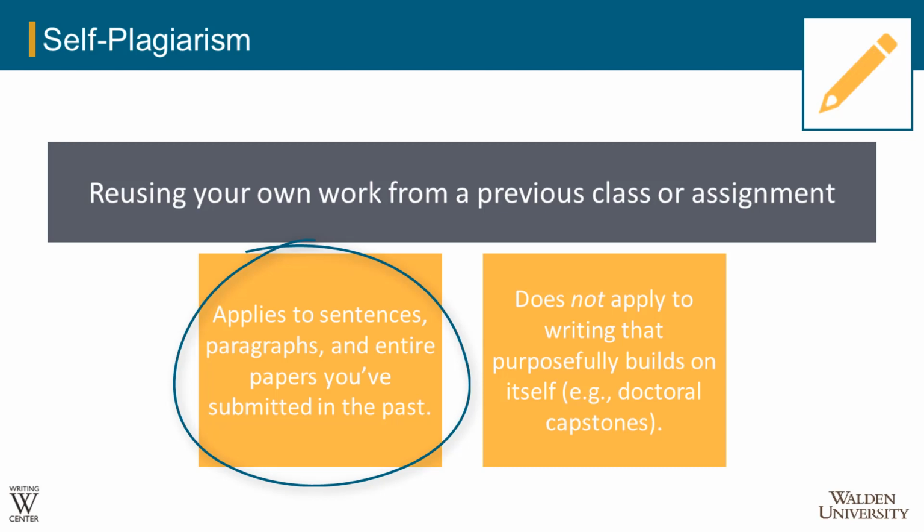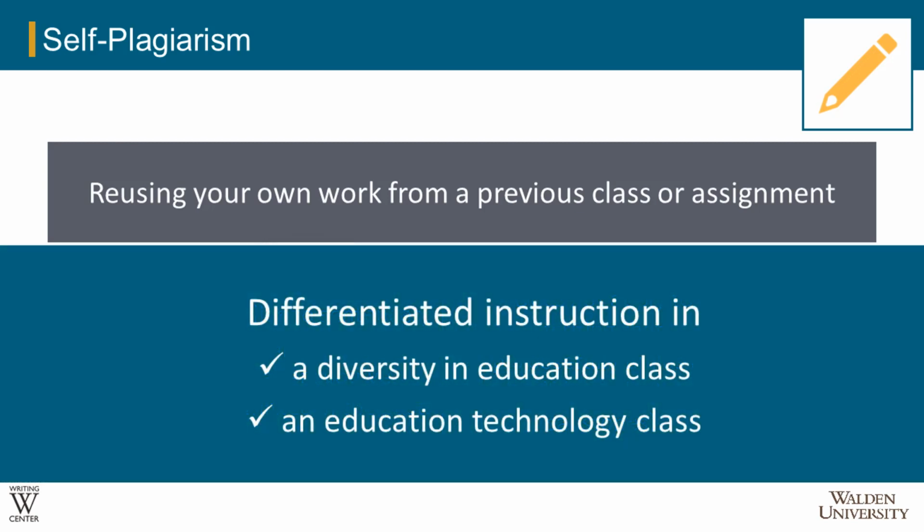For example, if a student wrote a paper on a similar topic in a previous course, they might consider reusing portions of the assignment in a current course. However, for the most part, students should approach each assignment with a new and different perspective, resulting in new and different writing. For example, a paper about differentiated instruction in my diversity in education class may have a slightly different focus, maybe on how diversity and differentiated instruction interact, than the same topic in a class on education technology, where the focus might be on technology's effect on differentiated instruction.